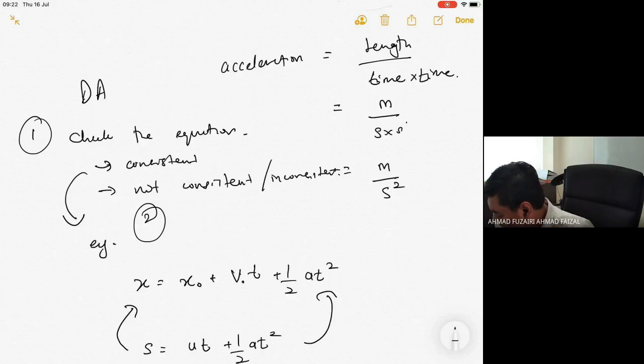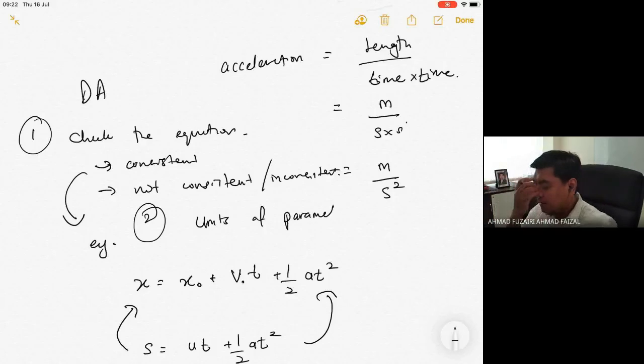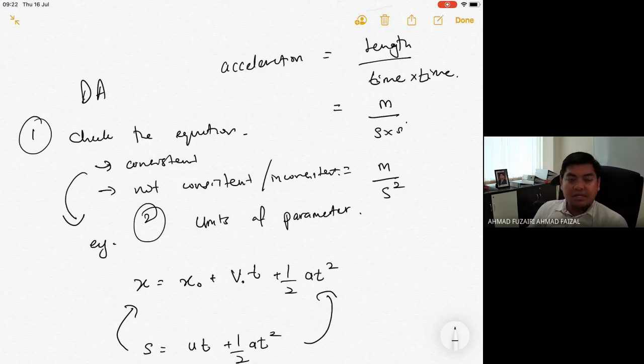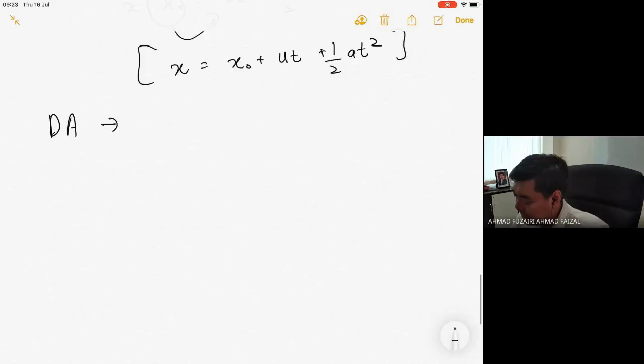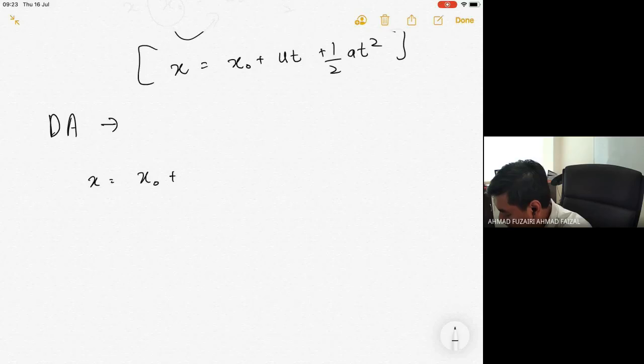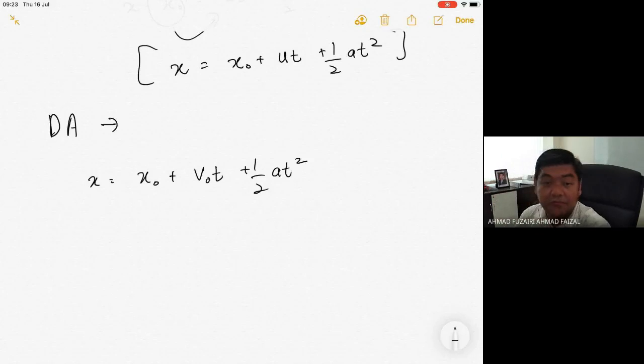Yang pertama check the equation, yang kedua the dimensional analysis will show the units of parameter. Maksudnya kita nak cari apa SI unit dia. Contoh, kita nak cari apa value untuk A. Kita buat dulu yang pertama, nak check dia consistent atau tak. So first, X equals to X0 plus V0 T plus half AT square. It will be good if you can try it together. Maksudnya depan awak ni pun awak cuba buat sama-sama dengan saya.